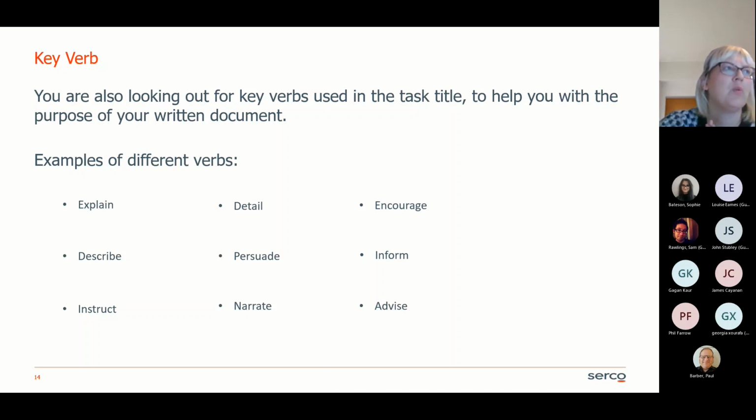So for example, if you were asked to write a letter to persuade someone, the information in that document would be very persuasive. You would normally be putting all the good points across because you're trying to persuade them to do something that you want. So you might put some bad points in there, but then you might counteract them with some good points to display the positives and persuade them to do what you want to do, basically. So they are your key verbs.